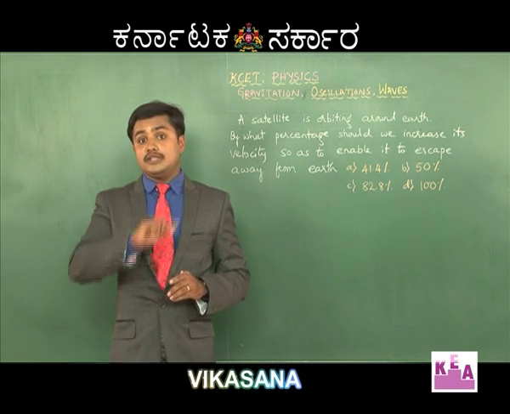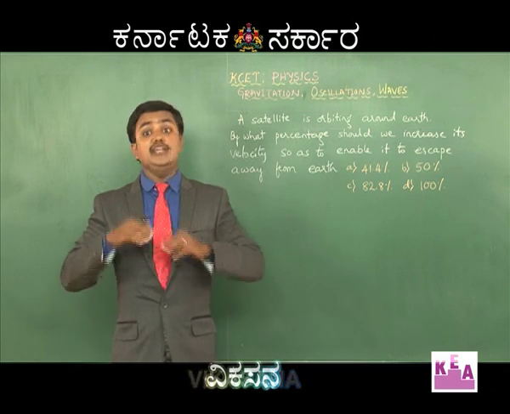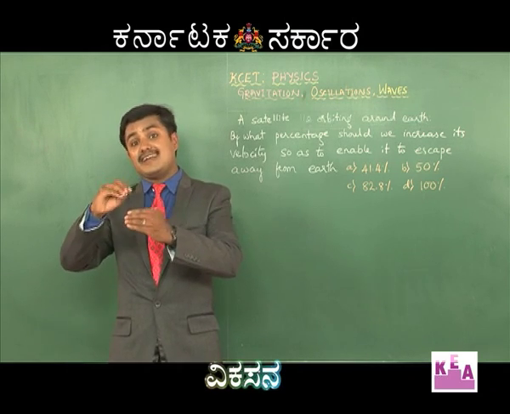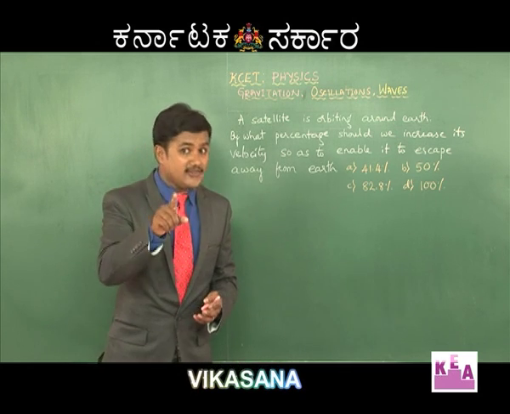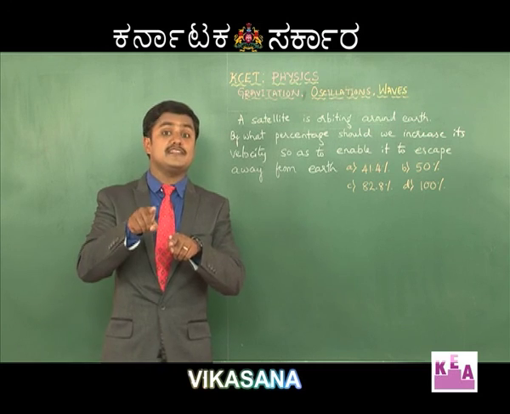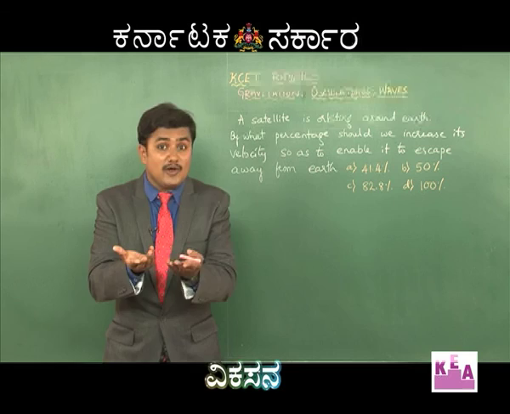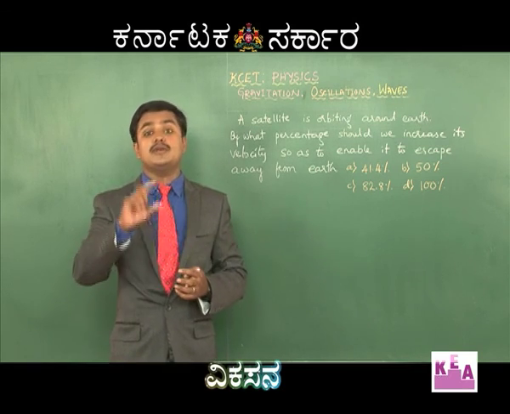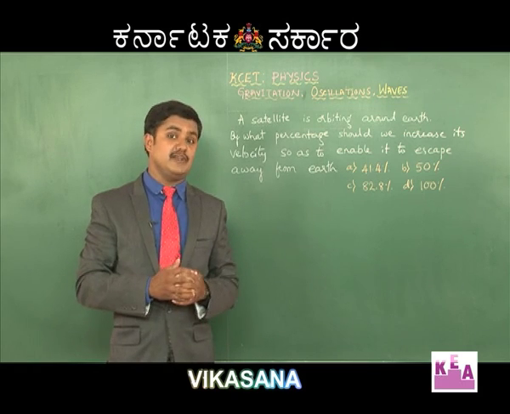Now, the satellite is already orbiting around Earth. In order to make sure that the satellite escapes away from the Earth, you need to give a velocity to the satellite so that its velocity becomes equal to escape velocity. Now, when you provide velocity to the satellite, what is the change in velocity and what is the percentage change in velocity of the satellite?